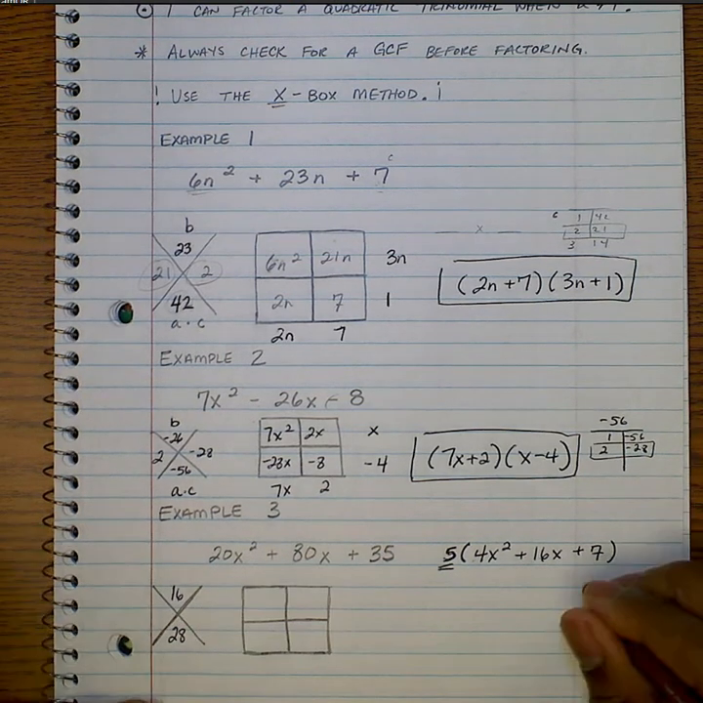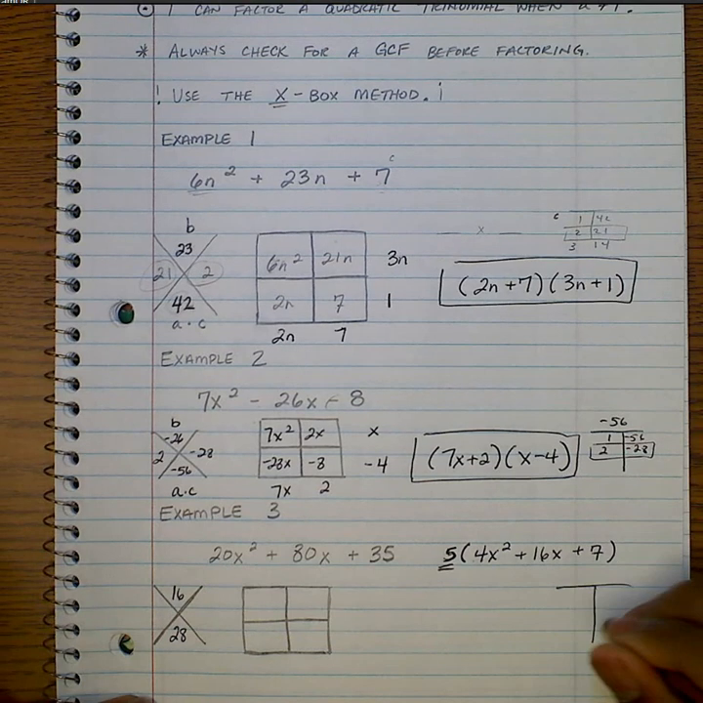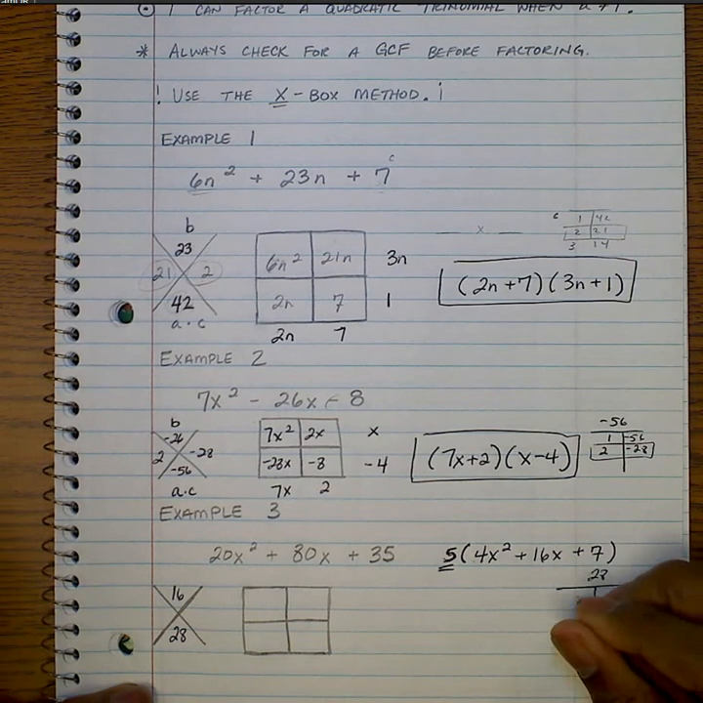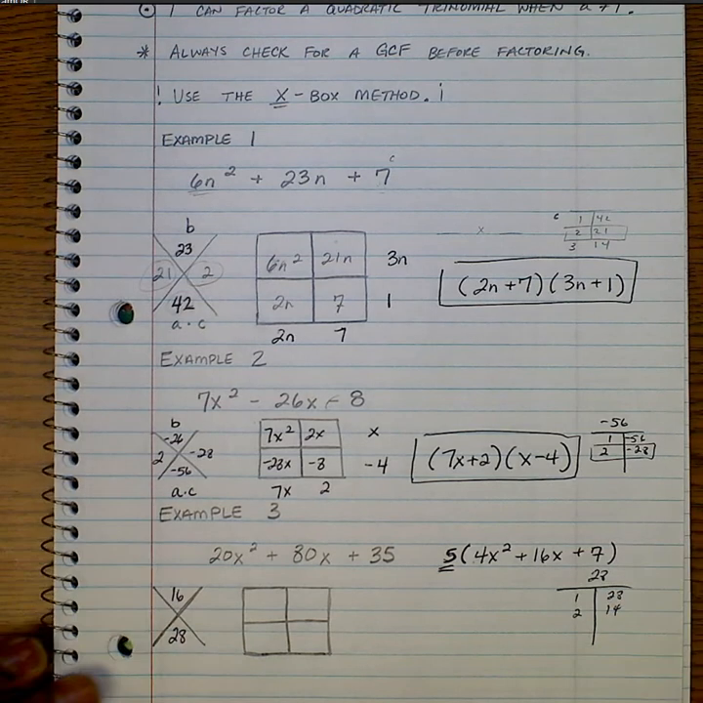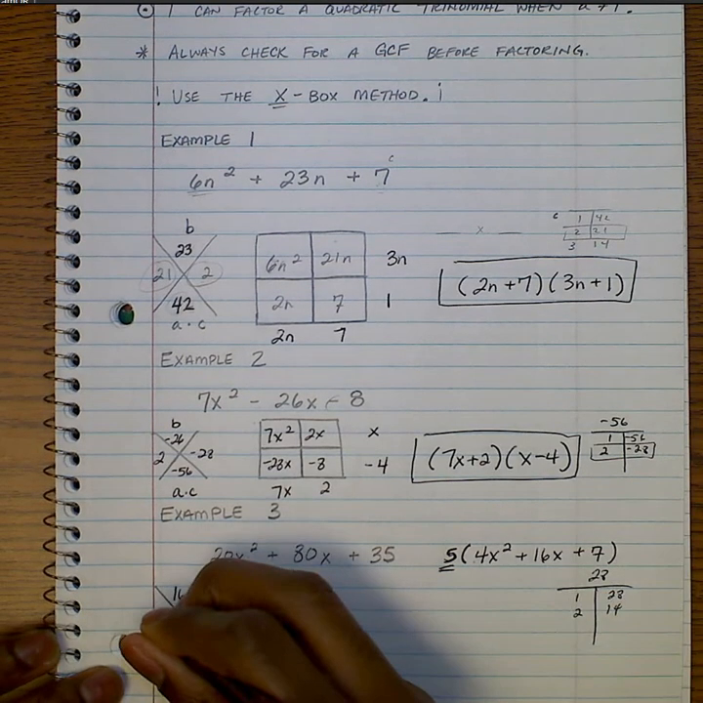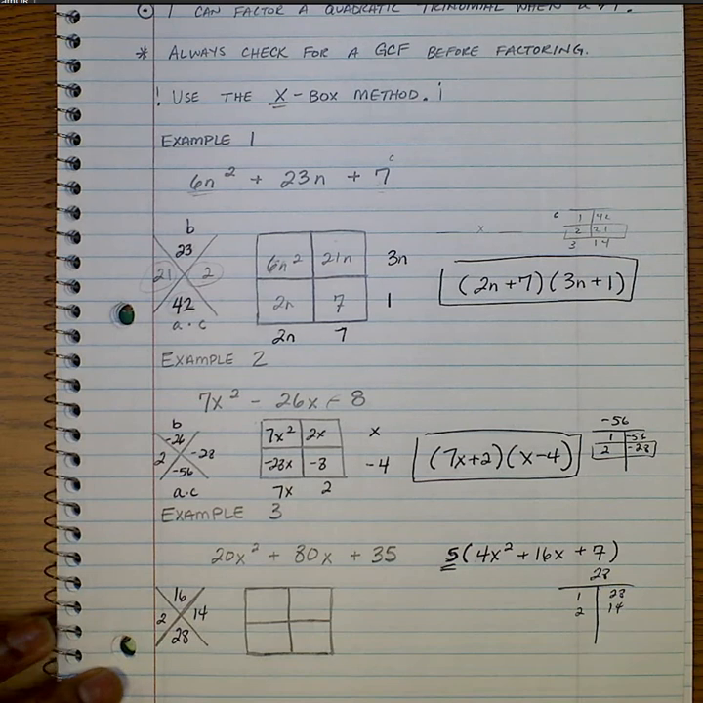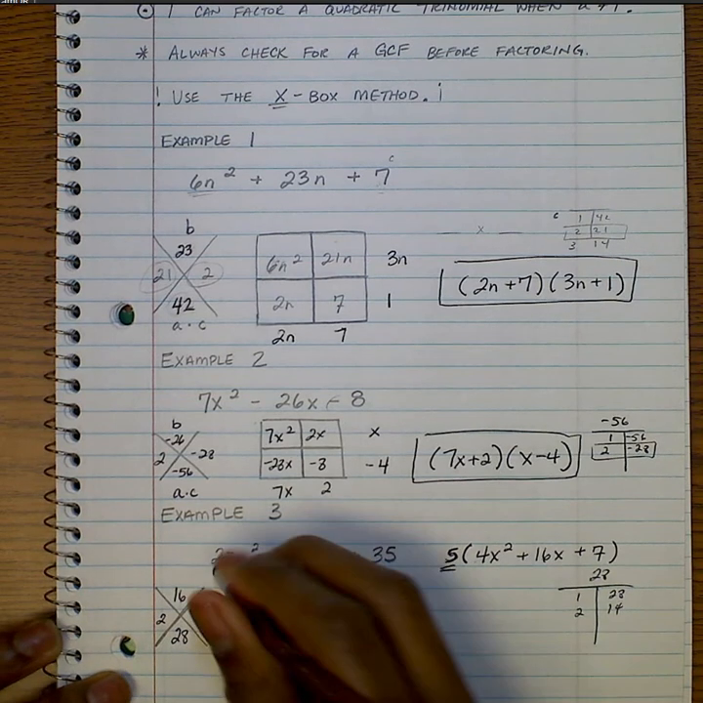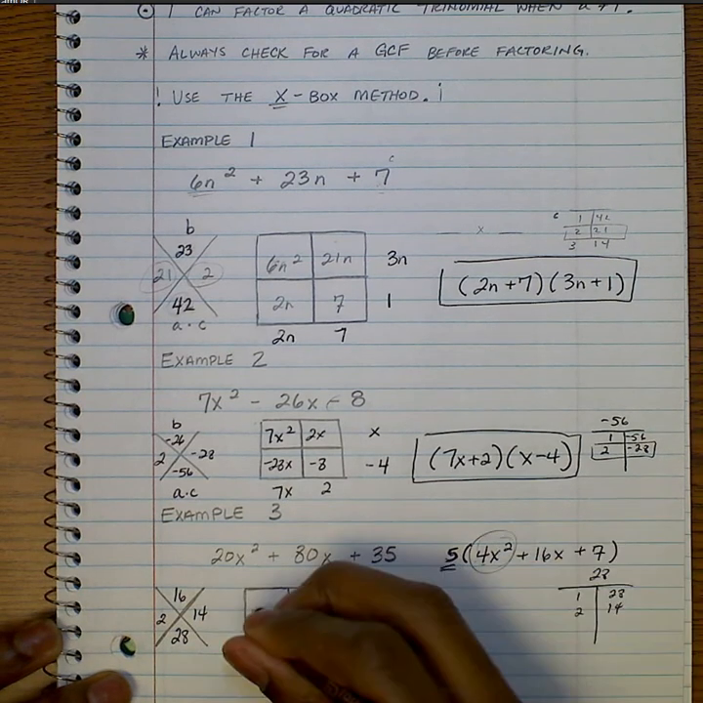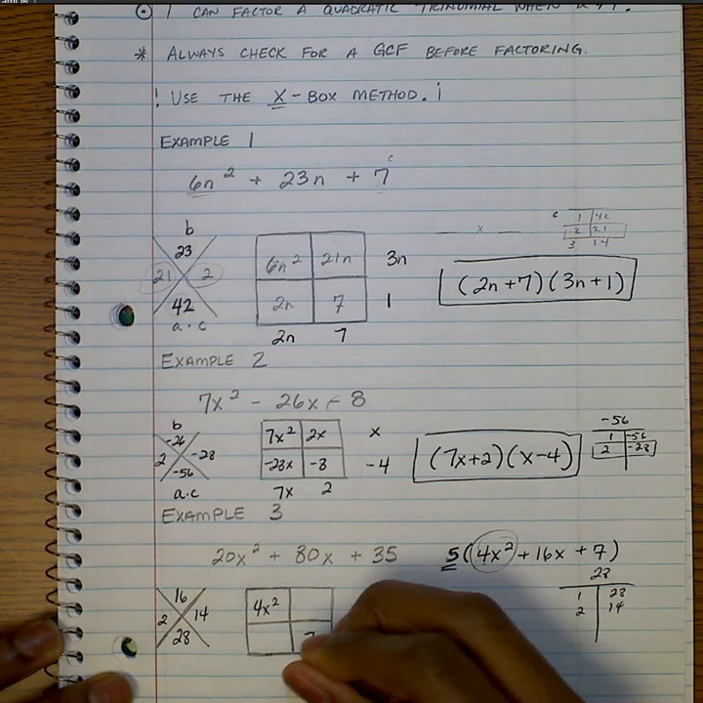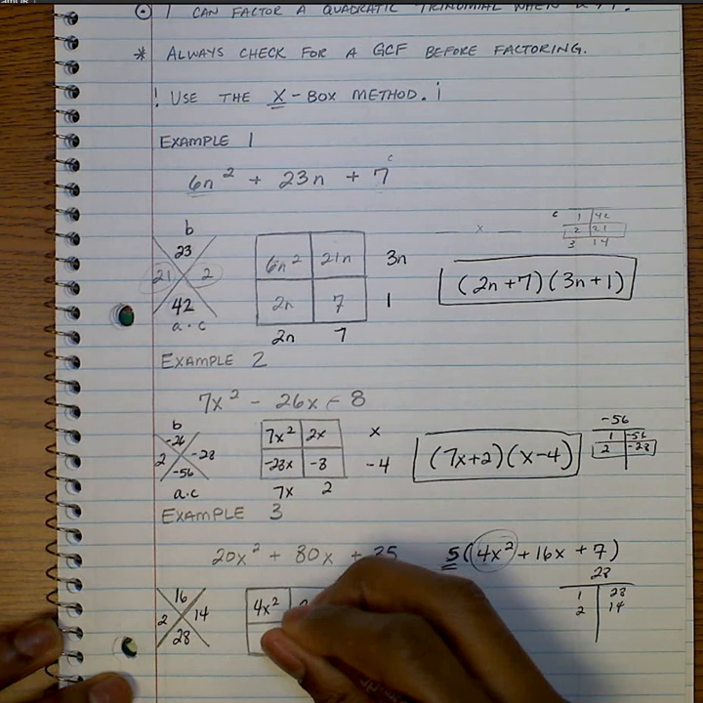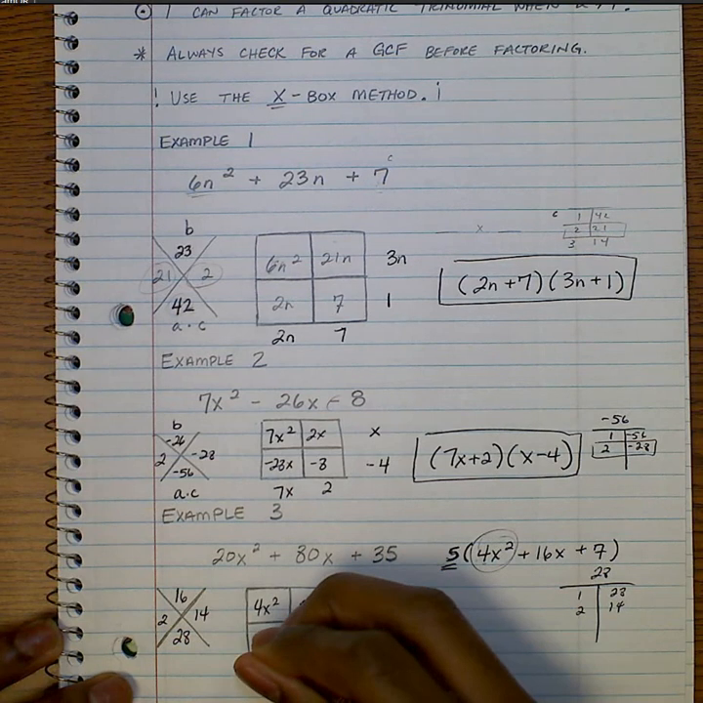Okay, thinking of the numbers. They're all positive, so don't have to worry about that. 1 and 28, 2 and 14. Oh, there we go. 2 and 14. Okay. So, first term in first box. So looking here, 4x squared. Last term in last box, that's 7. Splitting those two between here, 2x, 14x, and taking out the GCF.